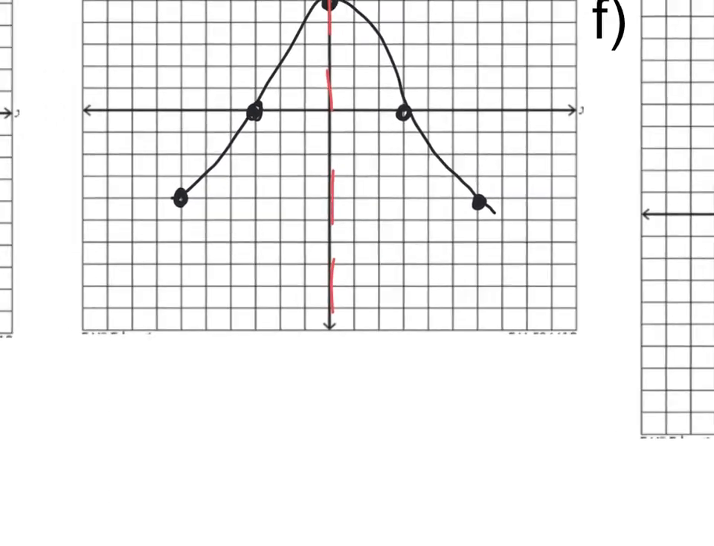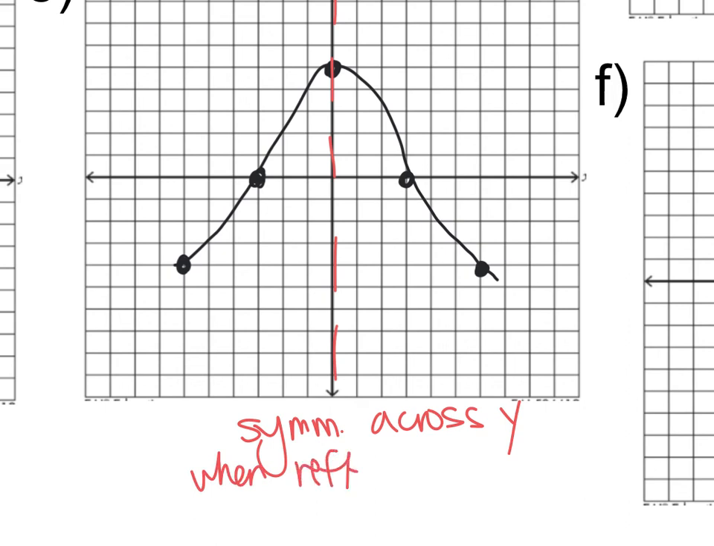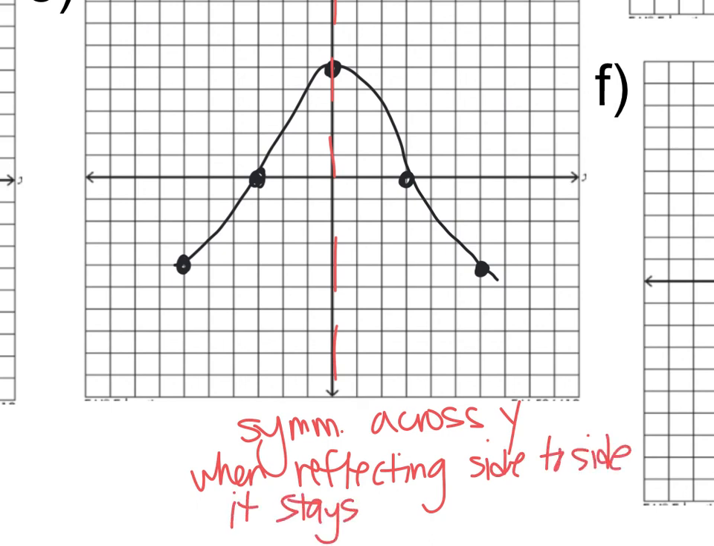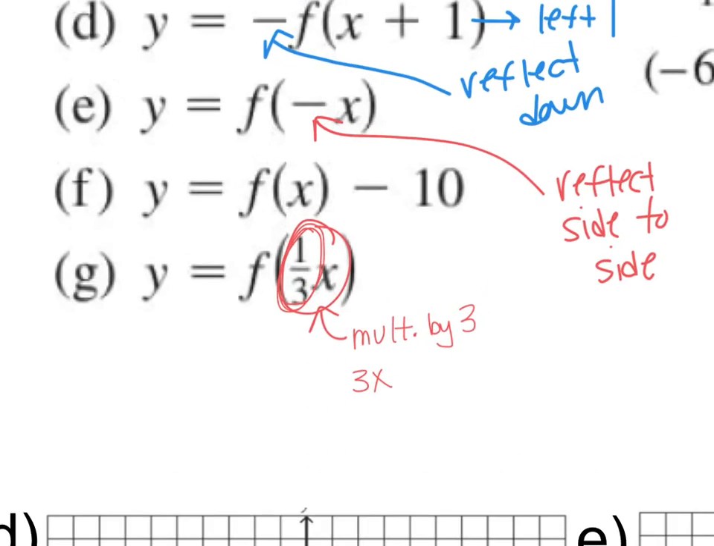Okay, so let's just make a note on letter E. So this is symmetric across the y. So when reflecting side to side, it stays the same. All right, last one, letter F. Letter F, oh, nice and simple.